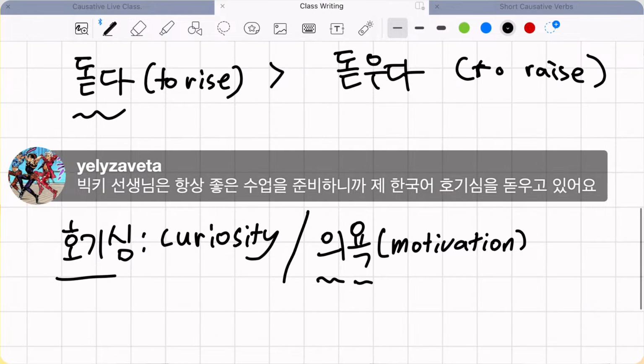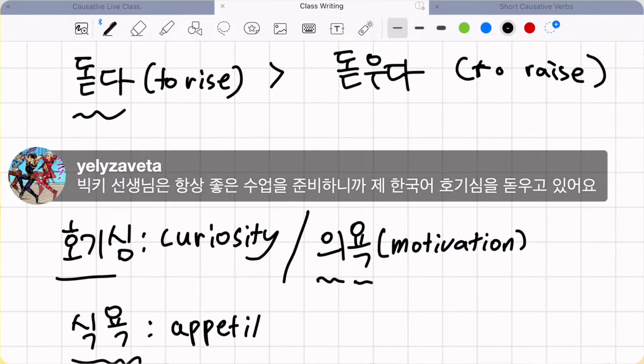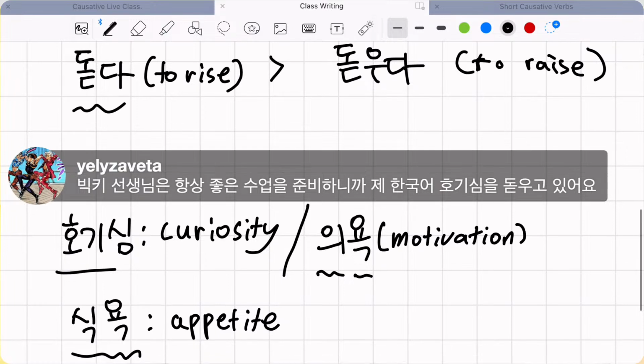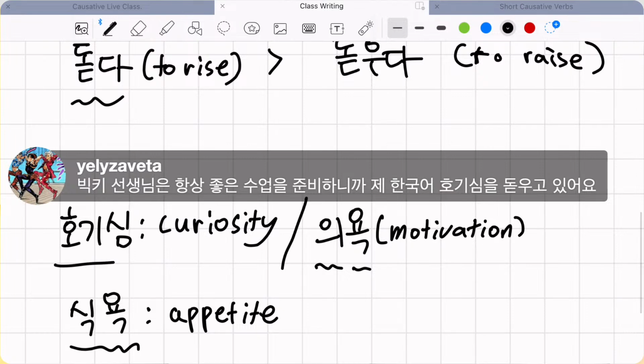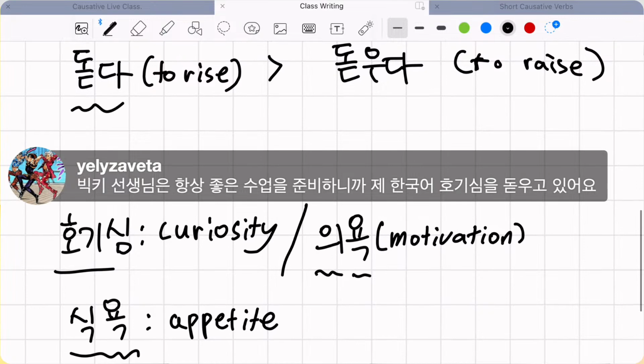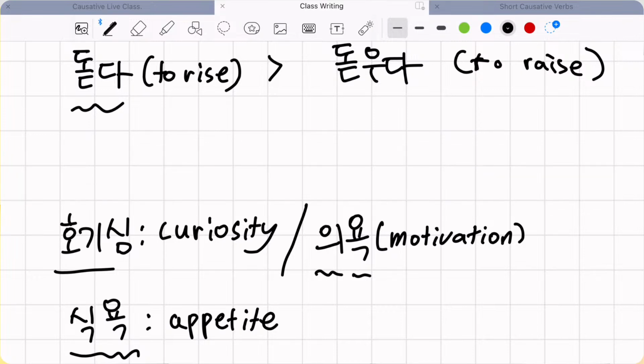Or it could also be used with your appetite as well. 식욕. 식욕 means your desire to eat. 식욕, so it means appetite. So if you say 식욕이 돋다, it means your appetite rises. You do have an appetite. And 식욕을 돋우다, it means to raise your appetite. So it makes you want to eat food. 그래서 좋아요. 잘했어요. 옐리님, thank you for another great sentence.